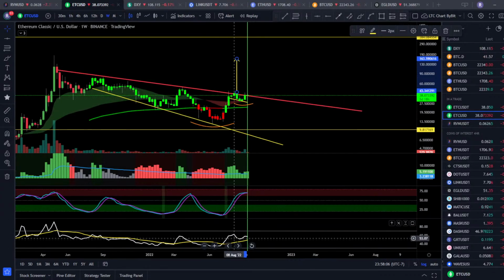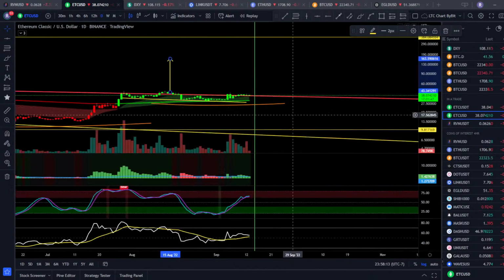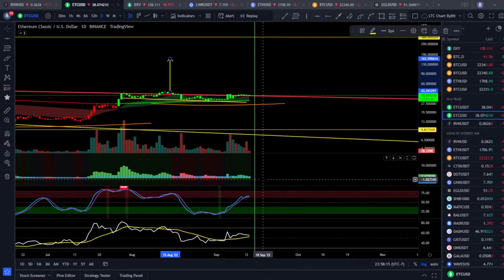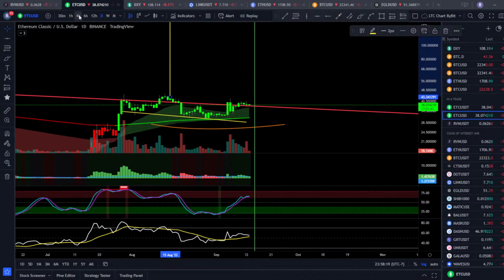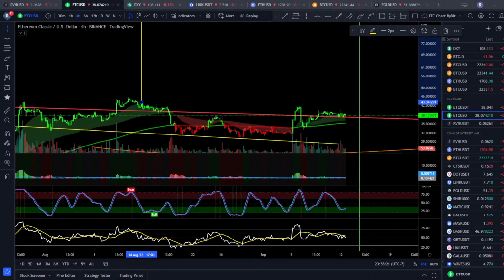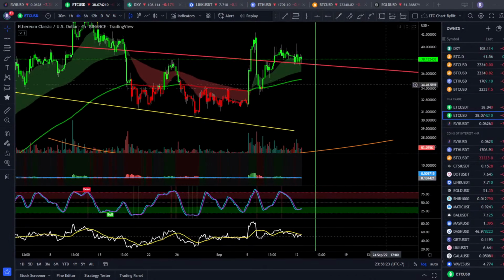On the weekly, it's above the 50 line on the RSI. The braid filter's still green. Let's go down to the daily, see where we're at. The braid filter's dropping on the daily, but we're still looking good. Let's go down to a lower time frame on Ethereum Classic. That is ugly, though.